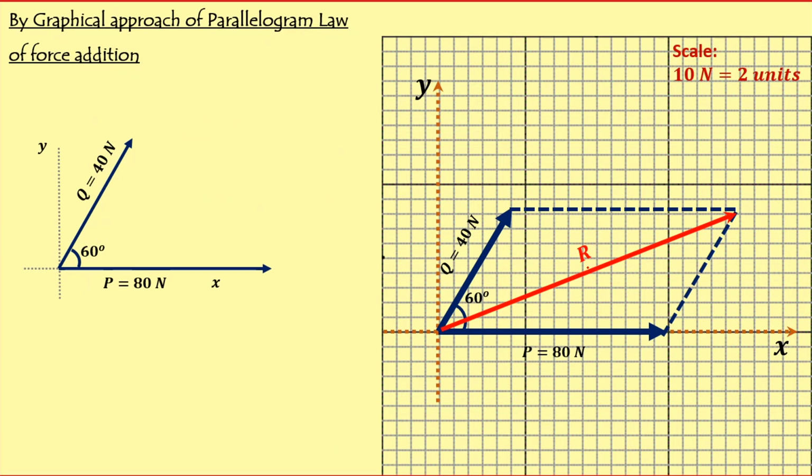R is the resultant. To get the magnitude of the resultant R, simply measure the length of R and multiply it by the scale, and you will get the value of R. Here, if you measure all the blocks, R is approximately 21 to 22 blocks. So this R comes to 105.8 Newton.